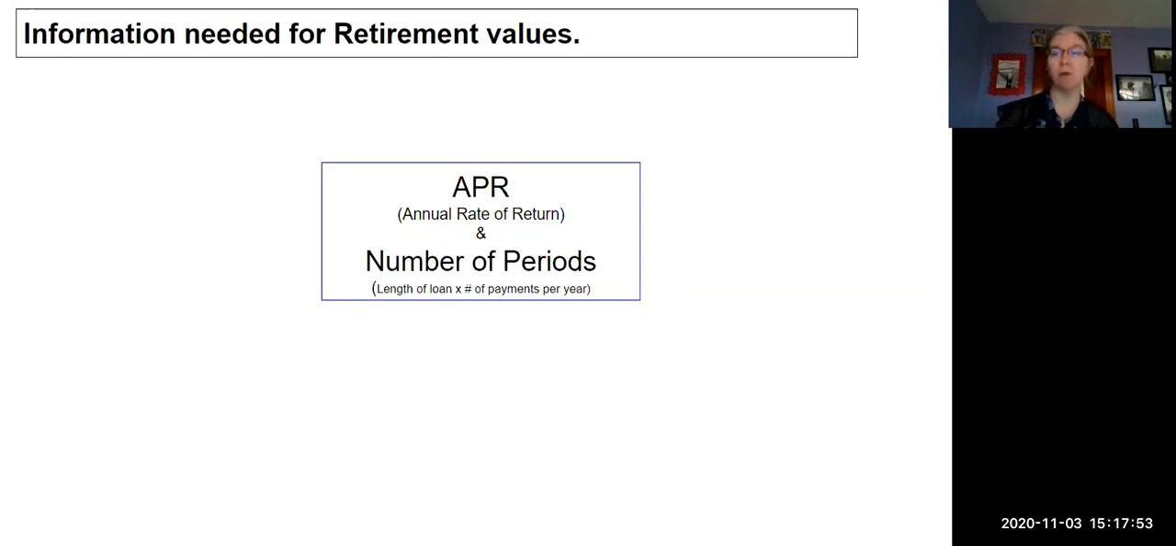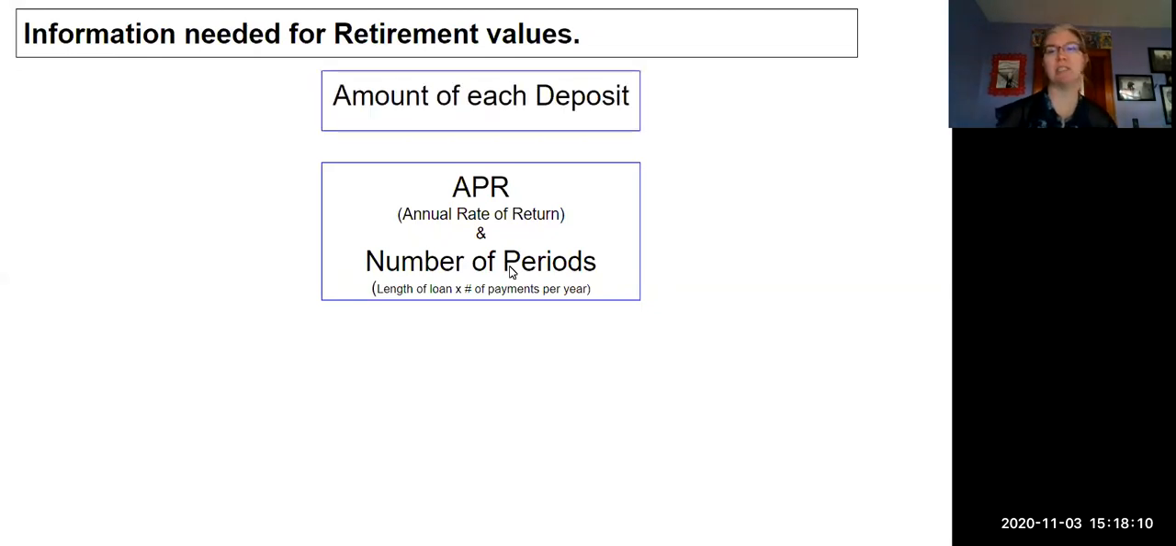A number we will need is how long are you going to make the investment? So how many years are you going to invest in the account, and how many times per year are you going to put the money into that account? Speaking of putting money in the account, we also need to know how much is each deposit. So those are the three inputs that we'll be interested in.